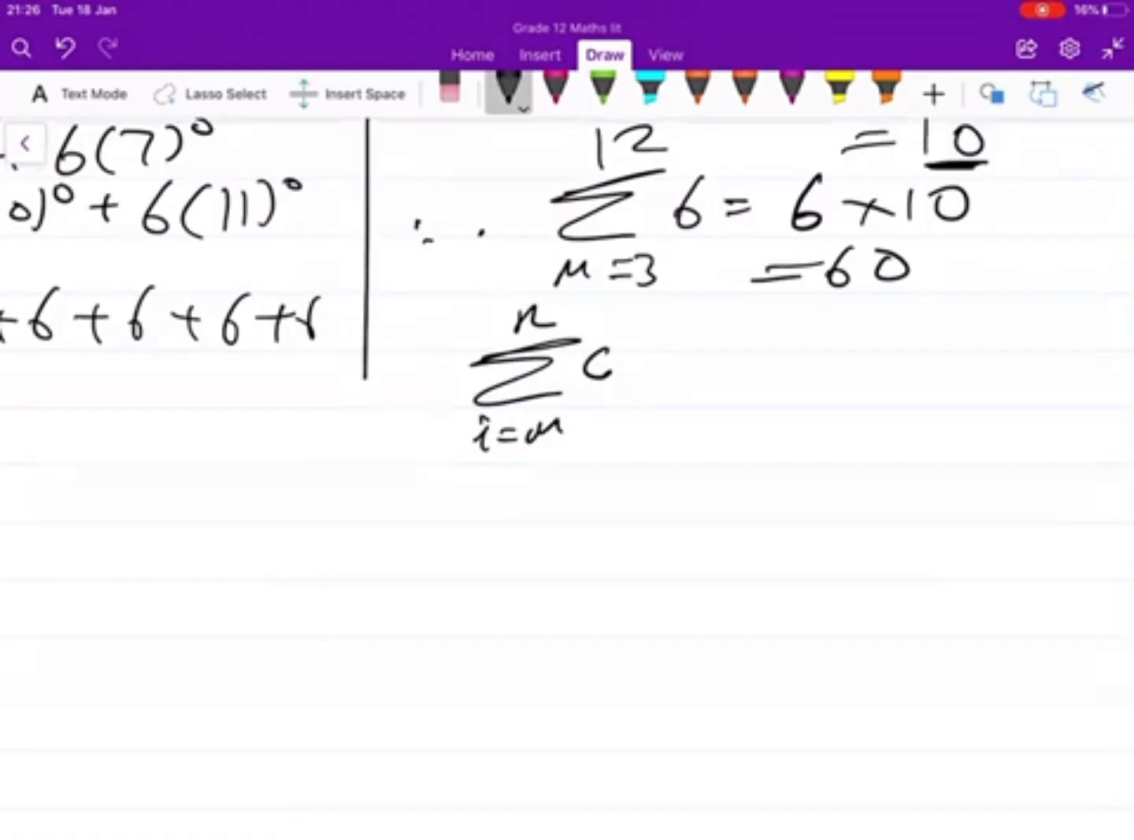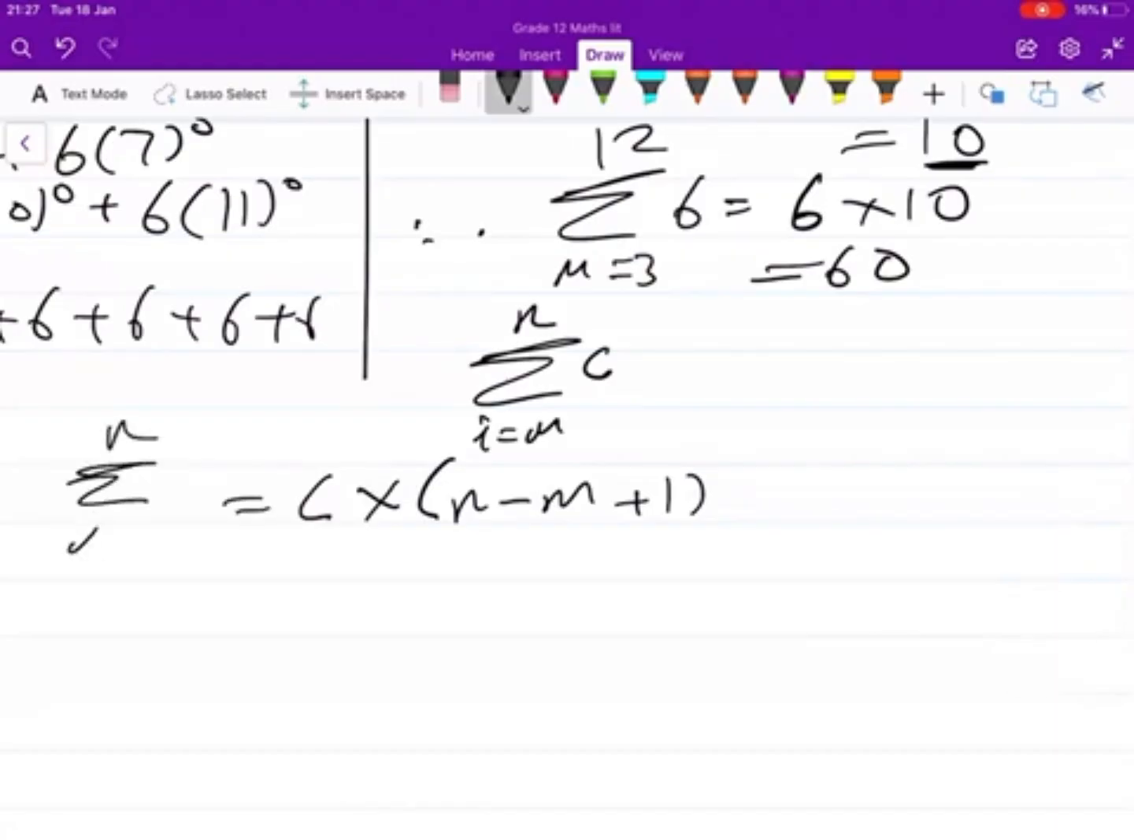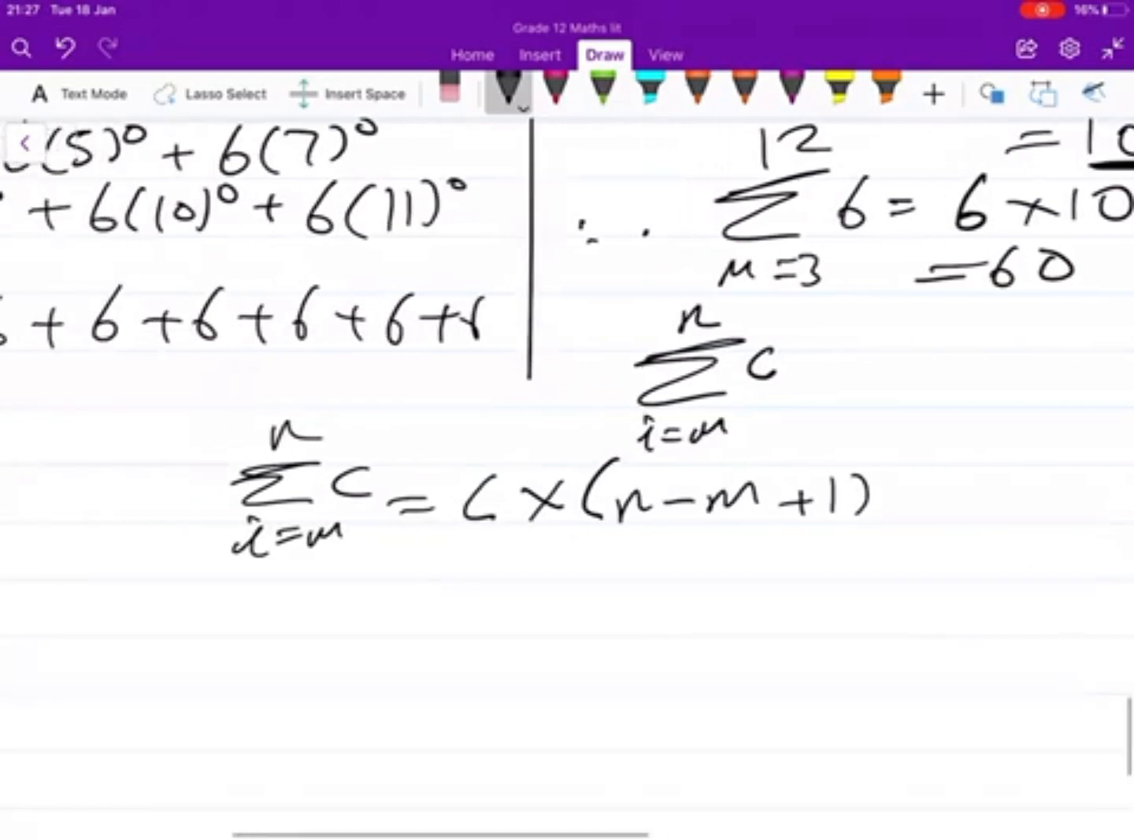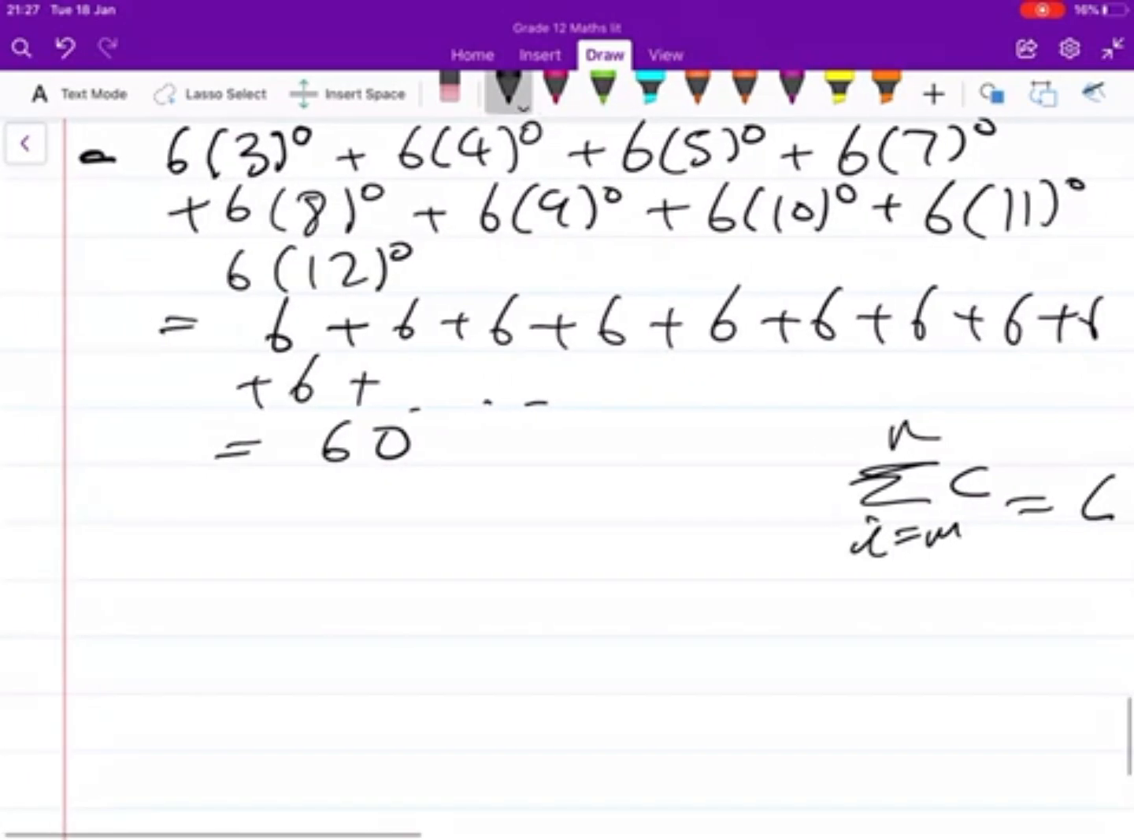This will be n minus m plus 1, okay, and that is multiplied by c. And it will give us what the result of this sigma notation will be. Okay, I hope that makes sense.